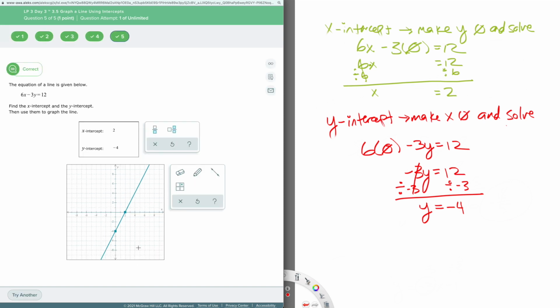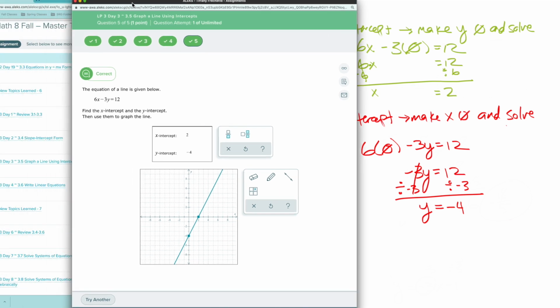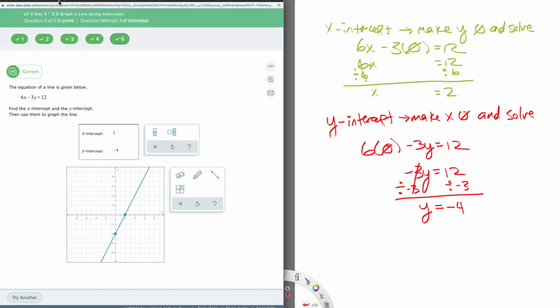So that was section 5. Let's see, I don't know. Nope, we're not done with chapter 3 quite yet. So I will see you in section 6.